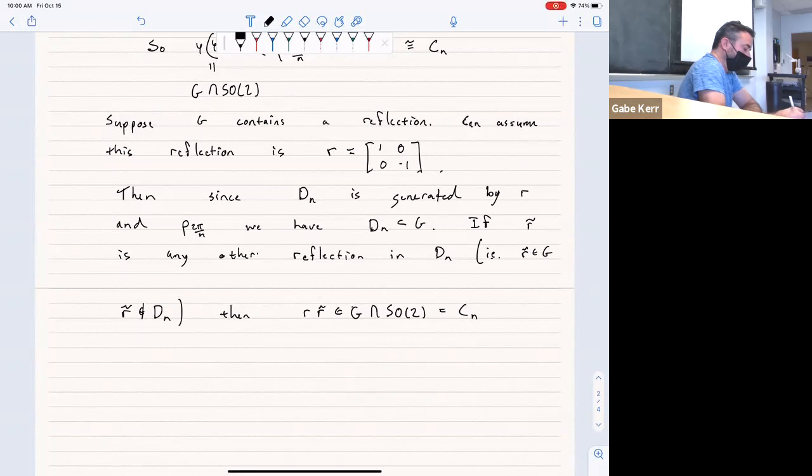Because we know what that is, we can say this is equal to, and I'm multiplying by R on the left, we get R tilde is equal to R 2 pi k over n, which is an element of P. So that would be a contradiction.